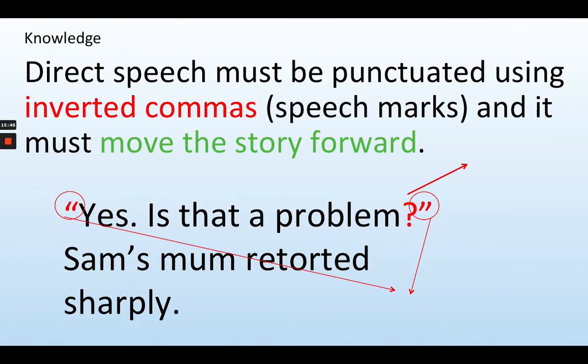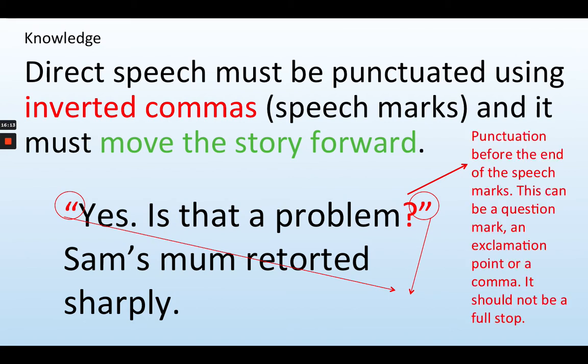Great work. Let's remember that direct speech must be punctuated using, my turn, inverted commas. Your turn. Great job. And it must, my turn, move the story forward. Your turn. Move the story forward. Great job. Let's remember, we have punctuation before the end of the speech marks, and we have speech marks around exactly what is said.